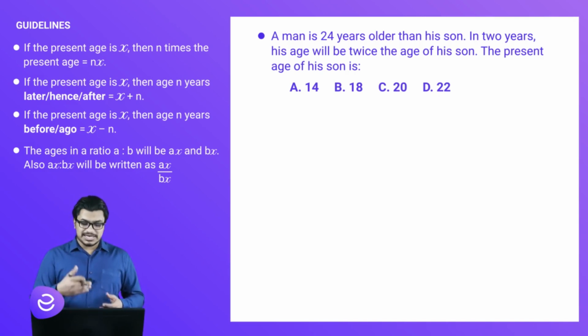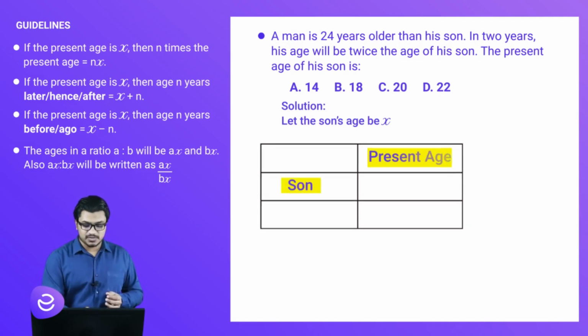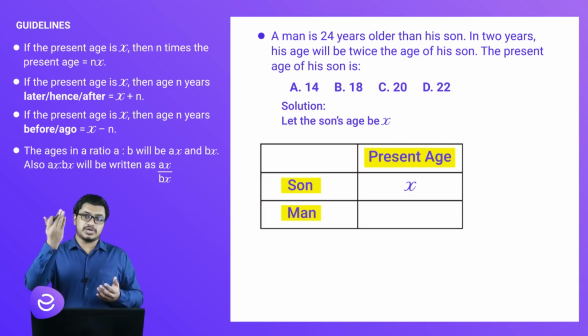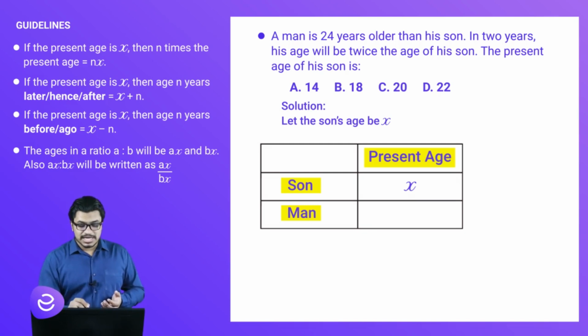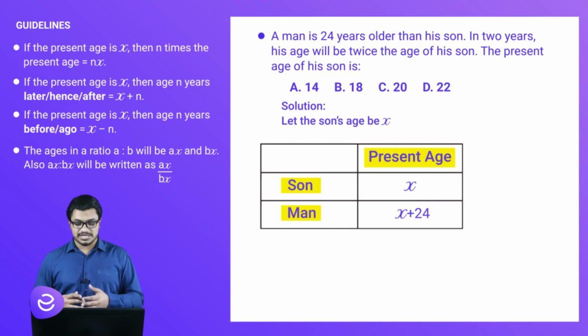So we'll start with, let the son's age be x. We'll consider the son's age as x, so we write son's present age is x. And we have the information that a man is 24 years older than his son. So 24 years older means 24 years more than his son. So if the age of the son is x, then the age of the man will be x plus 24.